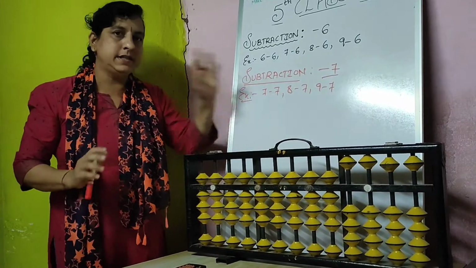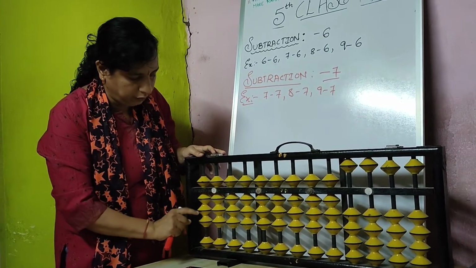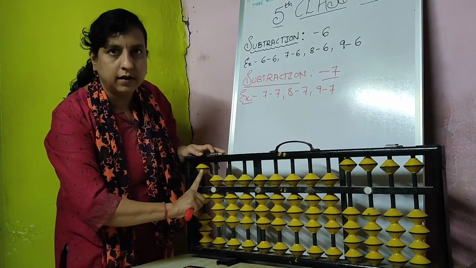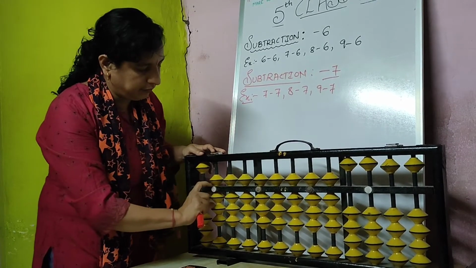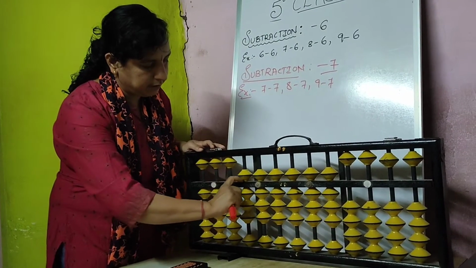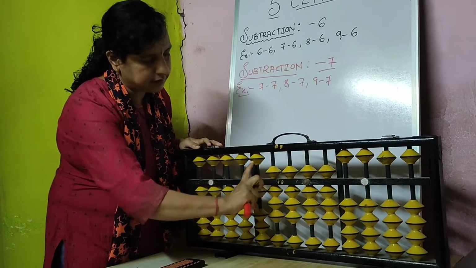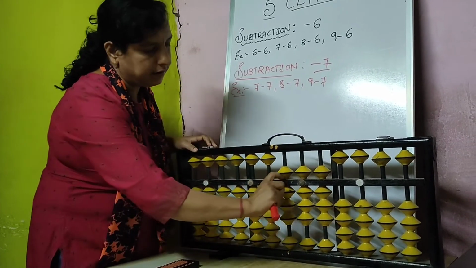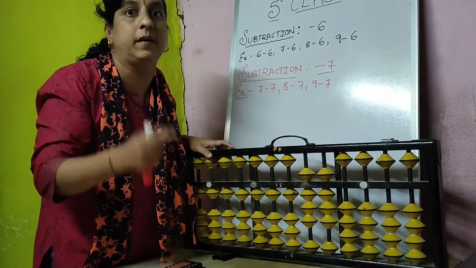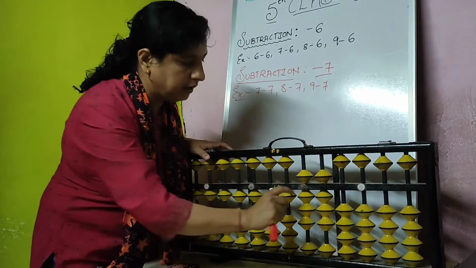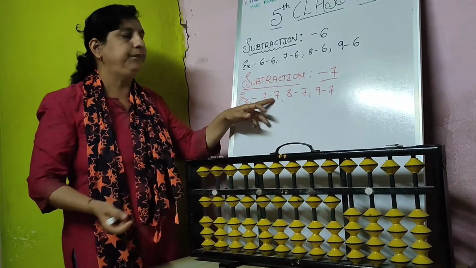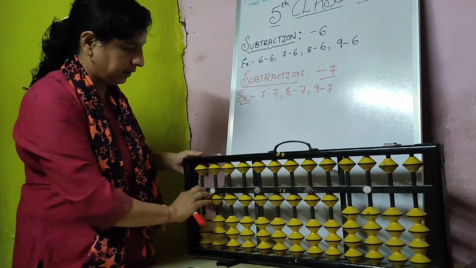Then 8 minus 7. Minus 7 how to do? 1 upper bead, 2 lower beads, I have to cancel. So first keep the finger on that and then keep apart. Minus 7. Say minus 7. Minus 7. What you are doing you must understand. That's why you must repeat that. Minus 7, minus 7. So you will understand. So answer is 1. Yes, this one, 8 minus 7.